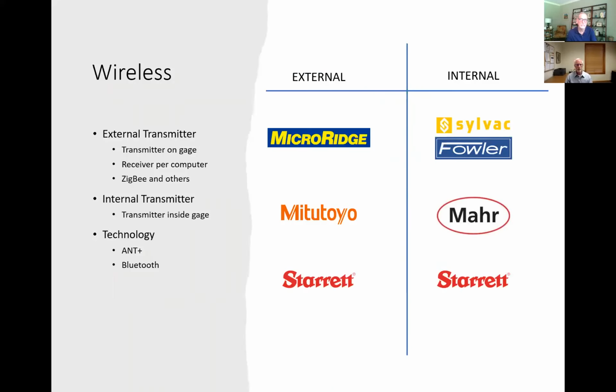So for wireless comparisons, companies here, so external transmitter solutions, again, you have the transmitter on the gauge, receivers on the computer. They're typically using Zigbee technology, and our MicroRidge, our Mobile Collect Wireless, Mitutoyo U-Wave, and the Stereo DataSure, the previous DataSure product, are examples of external transmitters. Internal transmitters, you've got the chip inside: you've got the Silvac Fowler product, you've got the MAR Connect product, you've got the DataSure 4.0 product that was just introduced, and they're using either ANT Plus or Bluetooth technology.